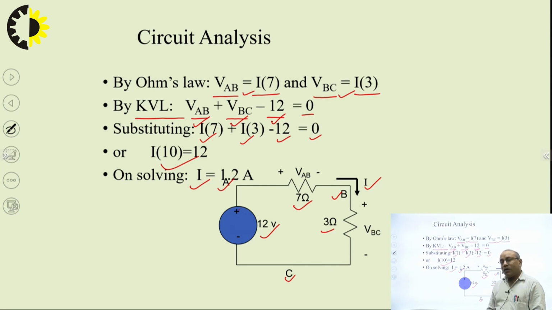And both the loop and mesh are closed paths in the circuit. And there is a basic difference between the two, loop and mesh. Mesh is the smallest closed path, while loop is also a closed path, but that may be bigger than mesh, since mesh is the smallest closed path available in the circuit. That is the difference. So whenever we are applying KVL in a circuit, it is applied in a closed path which may be a mesh or which may be a loop.